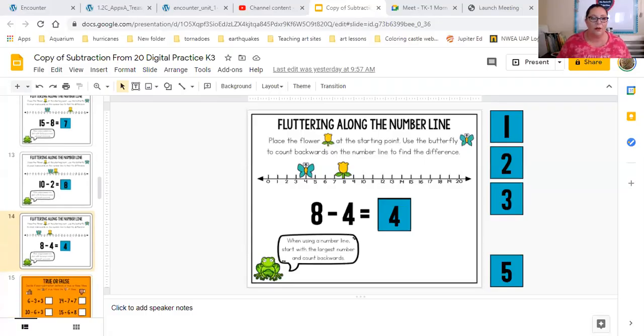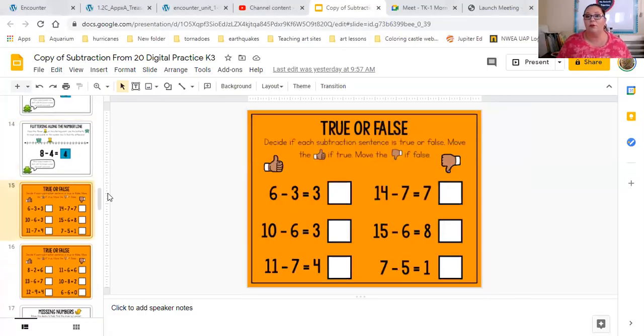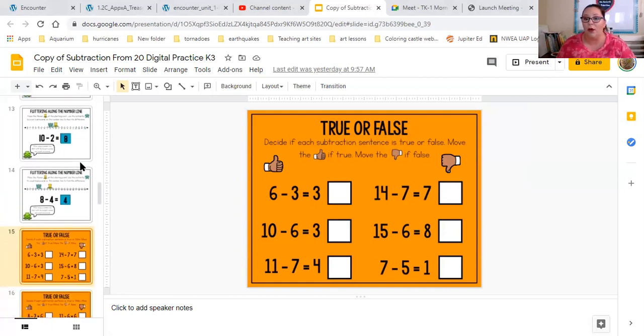We are going to be looking at making fact families again, but first, let's review. I'm going to share my screen. But I can't find the tab that I want. So let's find it. Okay, all these technical things. There it is. I'm going to share my screen. We're going to review some true or false this morning. We're going to decide if each subtraction sentence is true or if it's false.